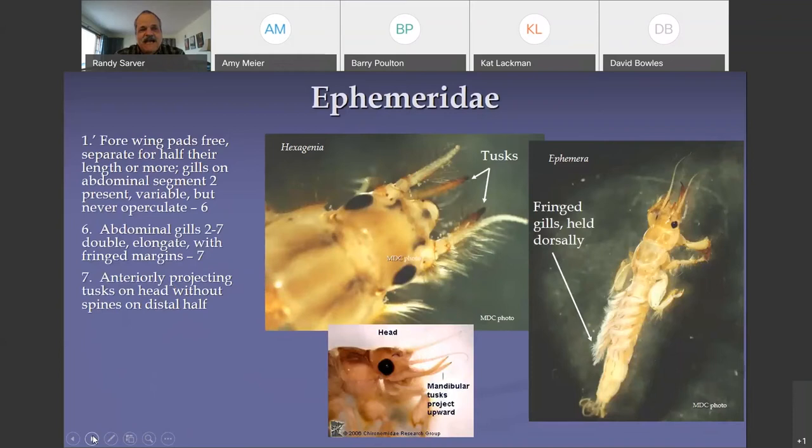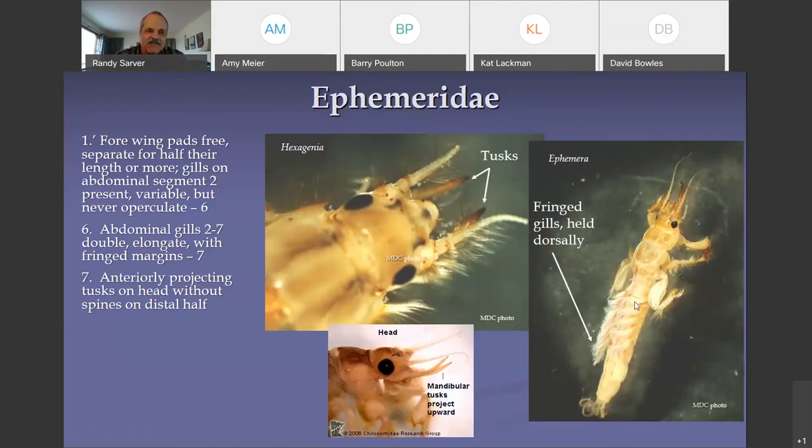Okay, so now we're done with the fused backs. If we were going to key out any of the rest of the families here, in the first couplet of the key, we would be choosing 1', where the 4 wing pads are free, separate for half their length or more. And the gills on abdominal segment 2 are present, but they're variable. They're never operculate. When we get into this group of burrowers, if we go down to 6, where 1' sends us, abdominal gills 2 through 7 are double. So there are 2 gills at each place where each one is attached, and they're elongate and have a fringed margin.